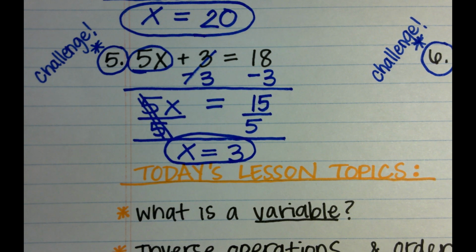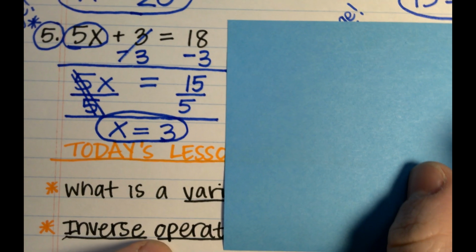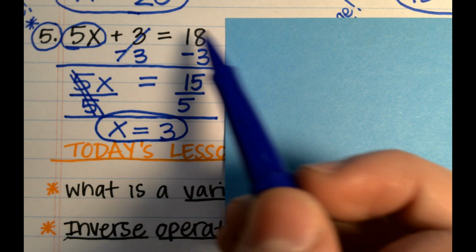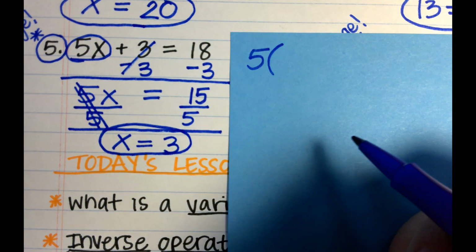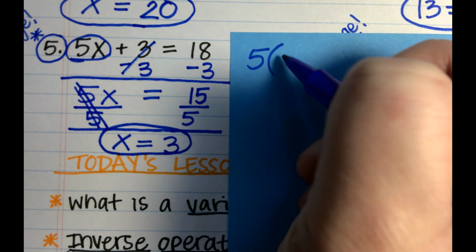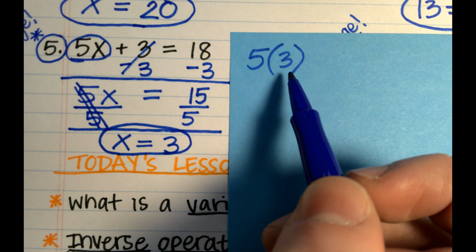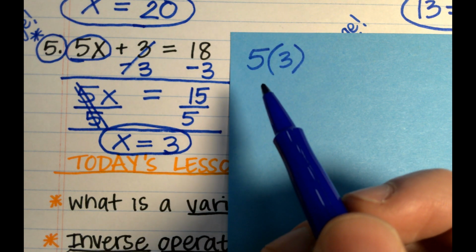Any questions on that? Oh, I thought you were raising your hand. No big deal. If we wanted to check our answer, we could do that with this one too. I'm just going to replace x in my original equation with the number 3 we found. So 5, and instead of x, I'm going to write 3 in parentheses. This means 5 times 3.